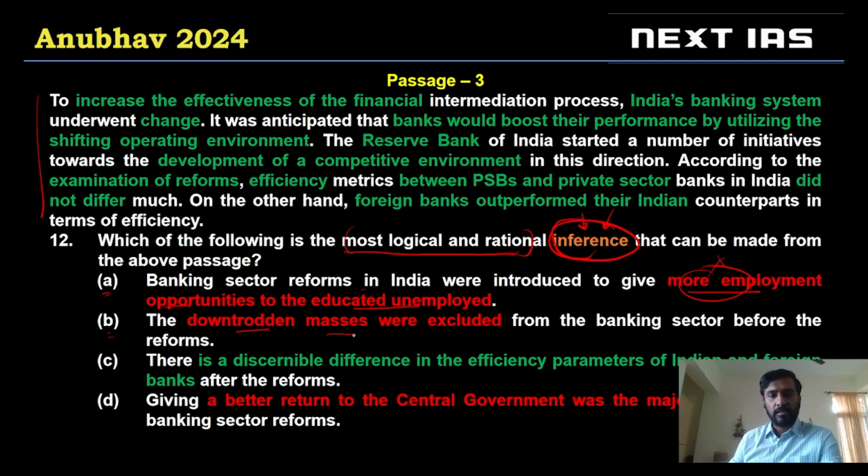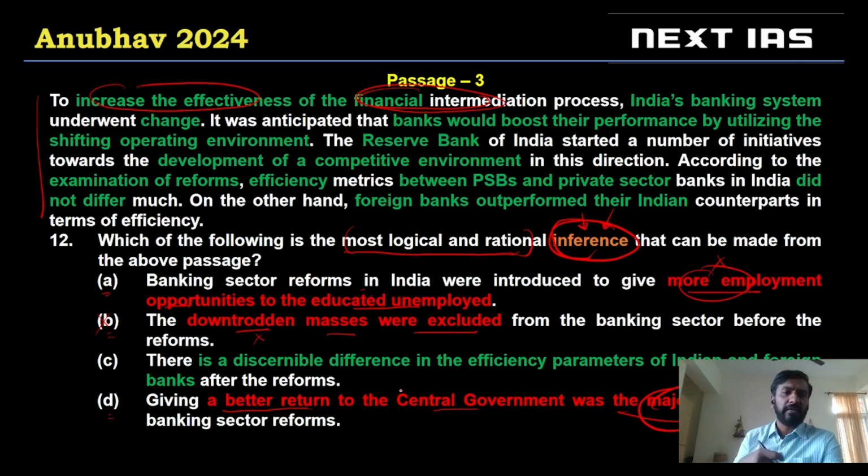B, downtrodden masses were excluded, right? Again, not mentioned from the banking sector, so option B is incorrect. D says giving a better return to the central government was the major reason behind banking sector reforms. Right? The major reason behind banking sector reforms is to increase effectiveness of financial intermediation. This paying money to the central government, etcetera, is not discussed in the passage at all. So we can't really claim that it's about that. So C is the correct choice.